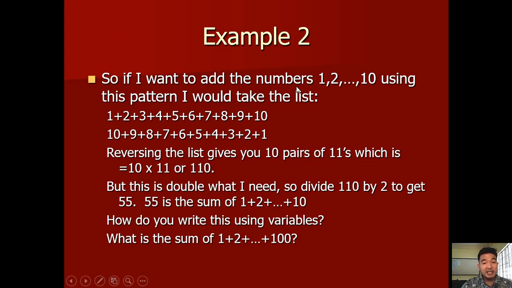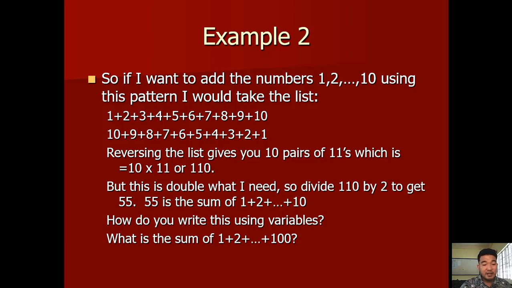So if I want to add the numbers 1 to 10 using this pattern, I would take the list. Ayan yung sinasabi natin kanina na 1 to 10 and then 10 to 1. Okay, then reversing the list gives you 10 pairs of 11. That's true. So 10 yung number. And then what is the sum of the highest and the lowest? That's 11. And then 10 pairs of 11, so you will have 110. But this is double of the answer that you need. So you have to divide 110 by 2 to get 55. So 110 divided by 2 is equal to 55, and 55 is the sum of numbers from 1 to 10.